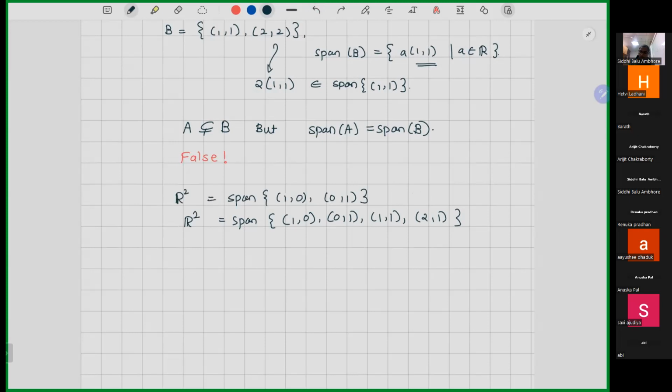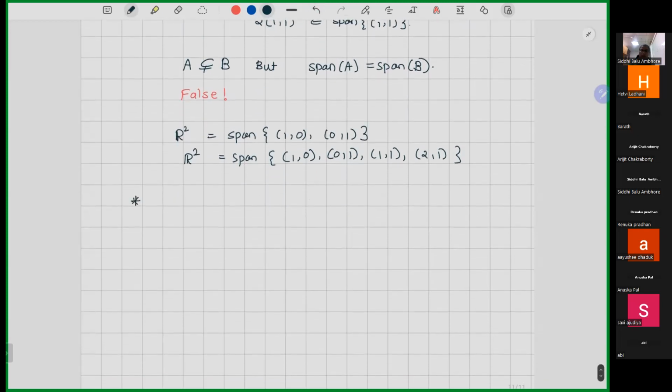So just because A is a proper subset of some set B, the span of A need not be properly contained in span of B. Okay, the proper containment we need not have. Yes, definitely there are sets where it happens, because if I had taken A equal to just 1 comma 0 and B equal to the set 1 comma 0, 0 comma 1, then in that case it is a proper subset. But in general this statement is not true.